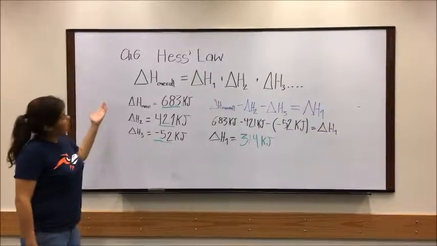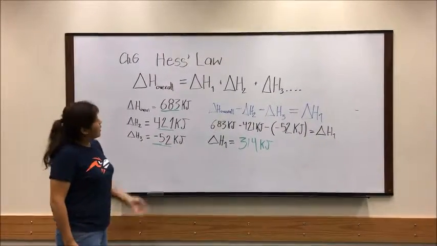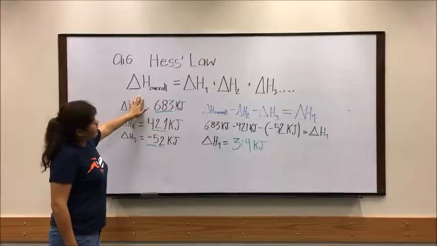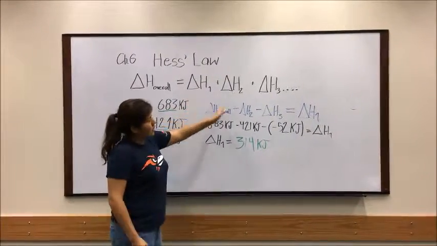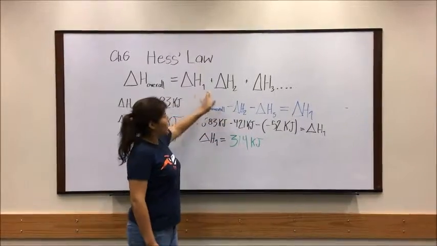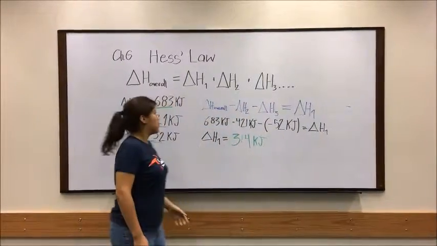In chapter 6, we learn about Hess's law. Hess's law states that the overall enthalpy of a series of equations equals the sum of each individual equation. Enthalpy 1, 2, 3, and we can have many more.